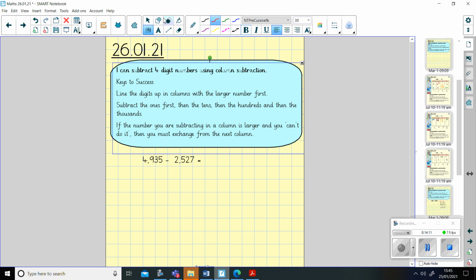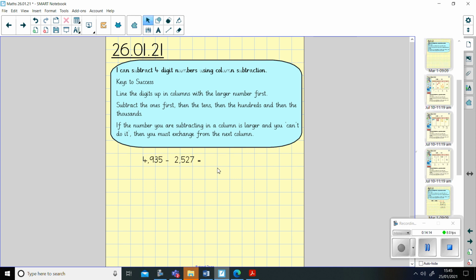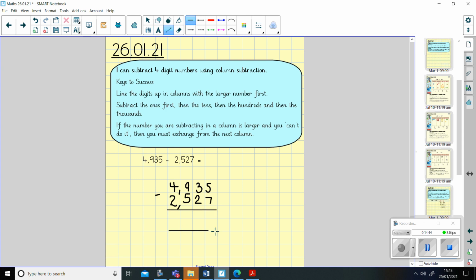So this time we've got 4935 take away 2527. So the greater number is the 4935, and I'm subtracting 2527. Draw my equals bar. So where do I need to start? That's right, I need to start over with my ones column.